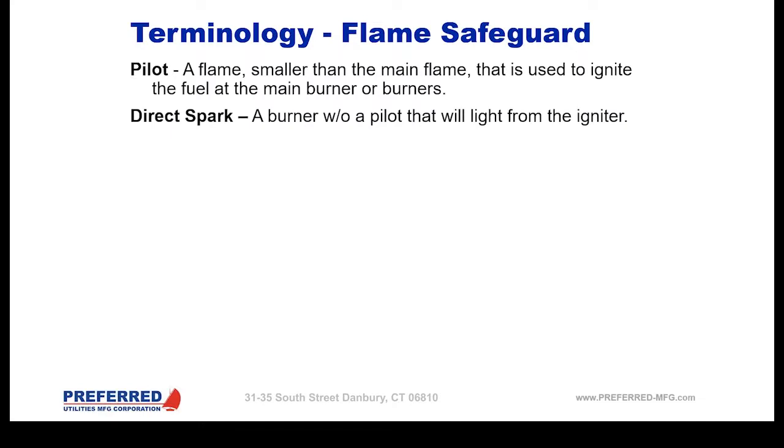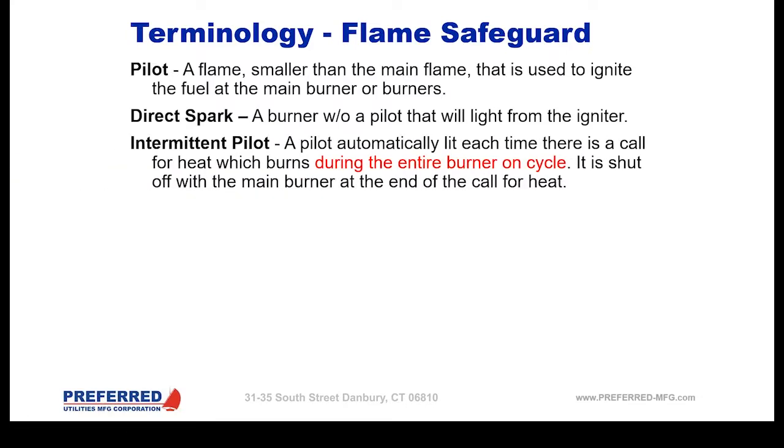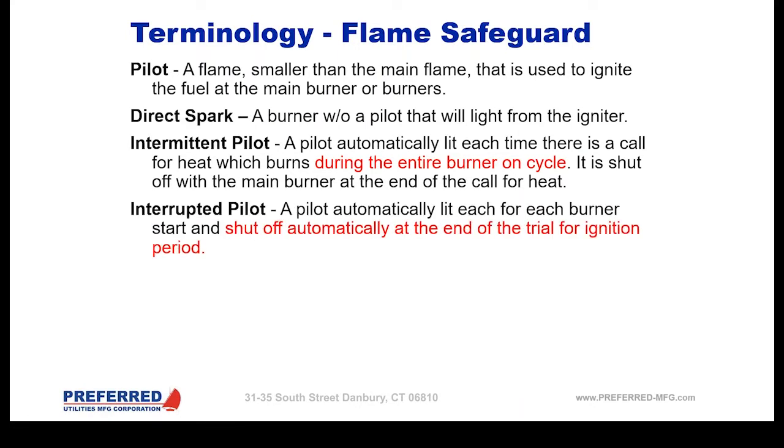Direct spark. When we see this terminology, that means that that burner does not have a pilot, and we are going to light the burner off directly with spark from the igniter. Intermittent pilot. When you hear the term intermittent pilot, it means that the pilot will automatically light each time there's a call for heat, and it will stay on the entire burner cycle until we go back to a standby condition. So it's always on anytime and right before the main burner comes on.